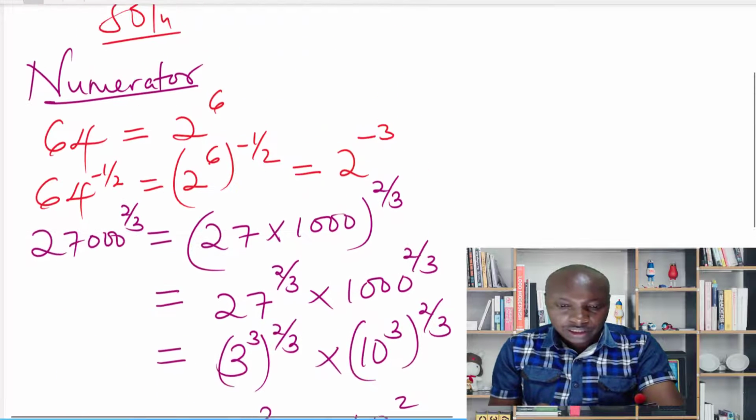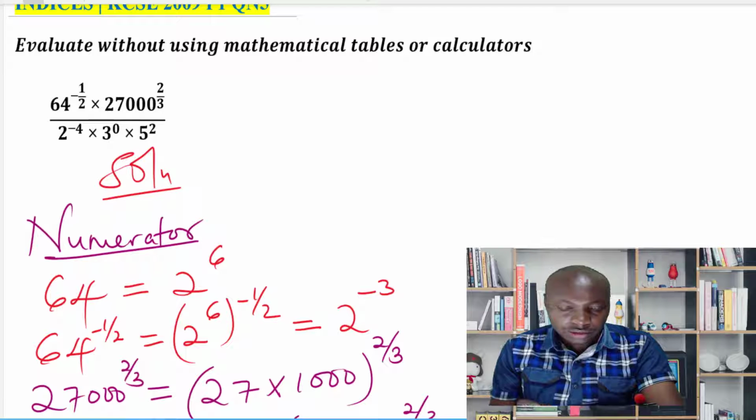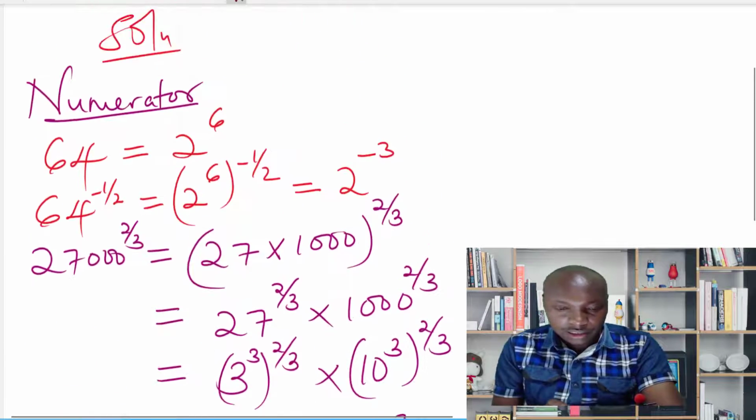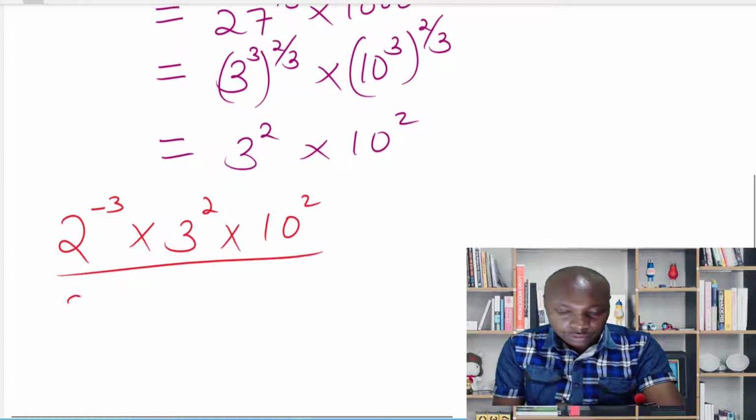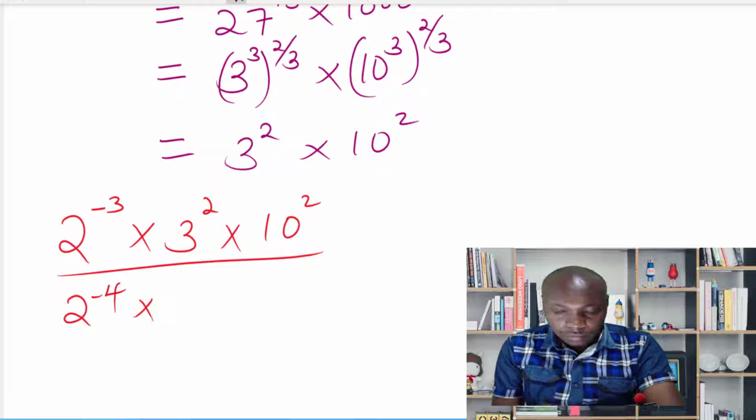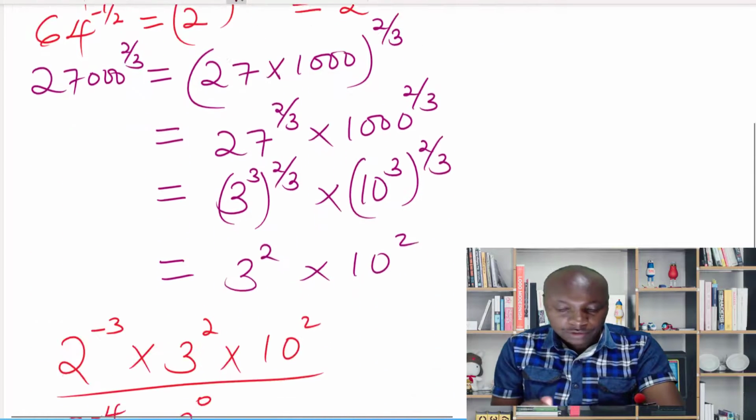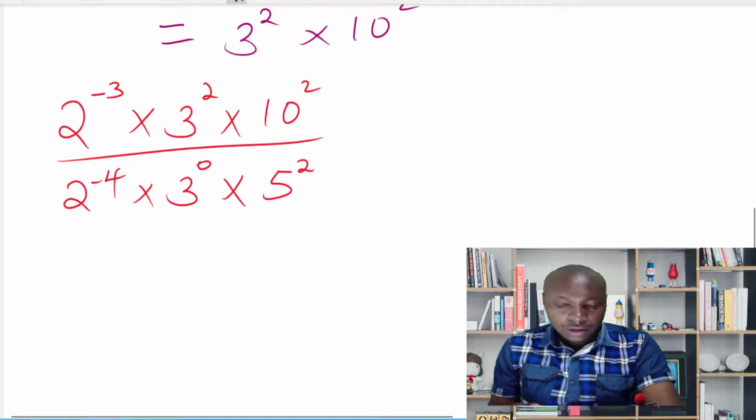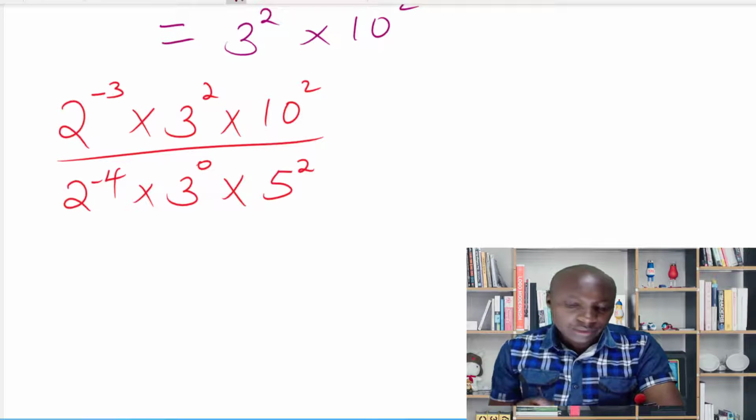And when you look at the denominator, it is not that complex, so you can just divide everything. The denominator is in simplest form, so 2 raised to power negative 4 multiplied by 3 raised to power 0 times 5 squared. So this is now what we need to work. The main work was in the numerator.